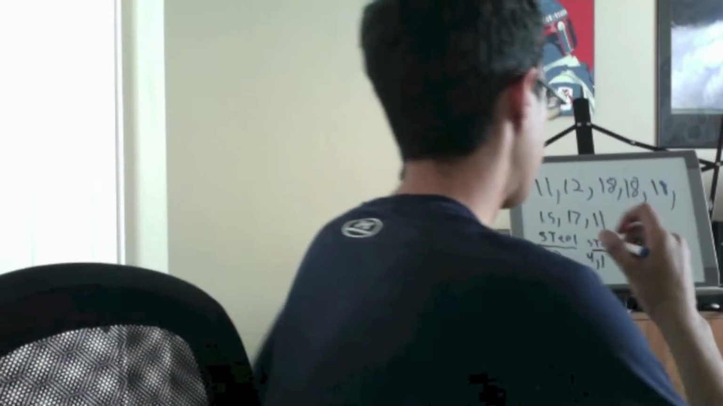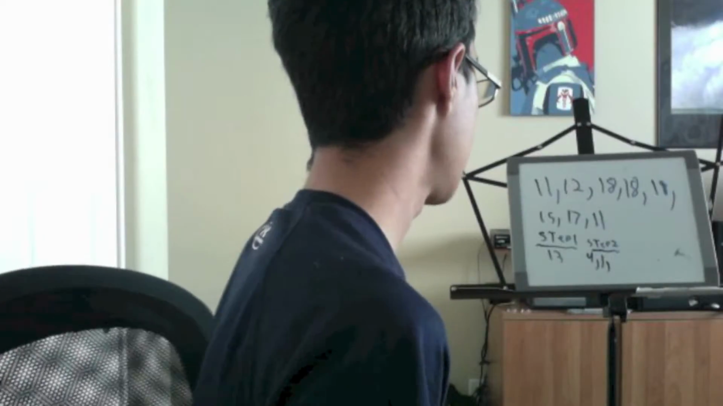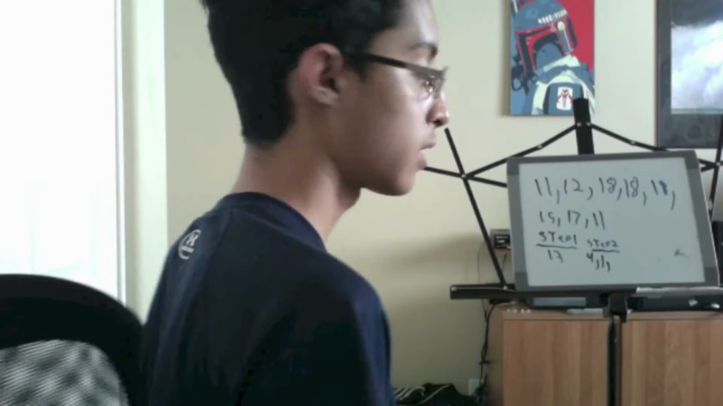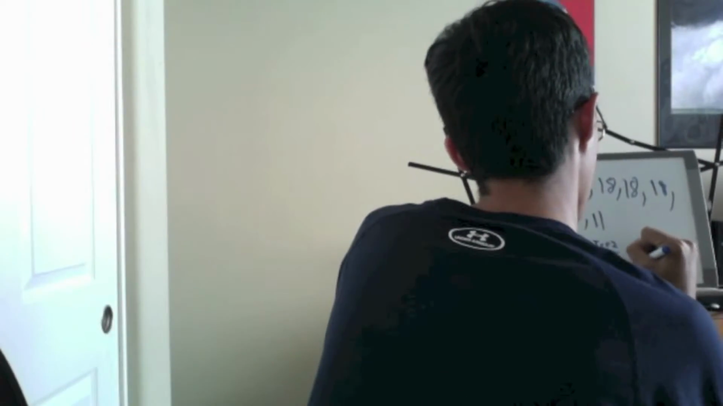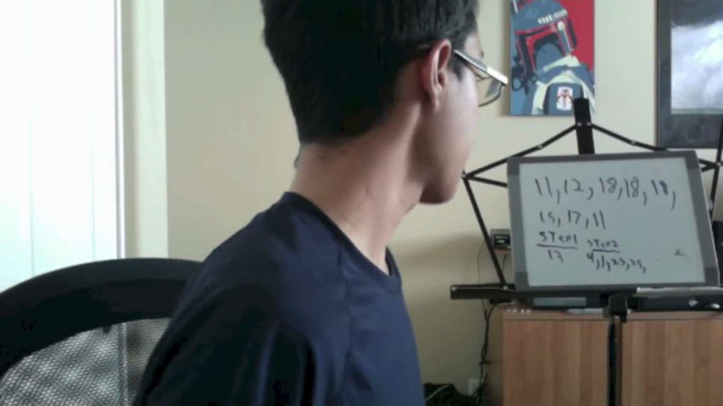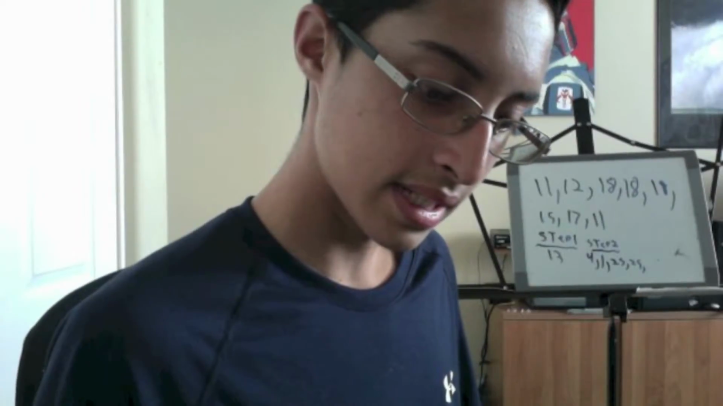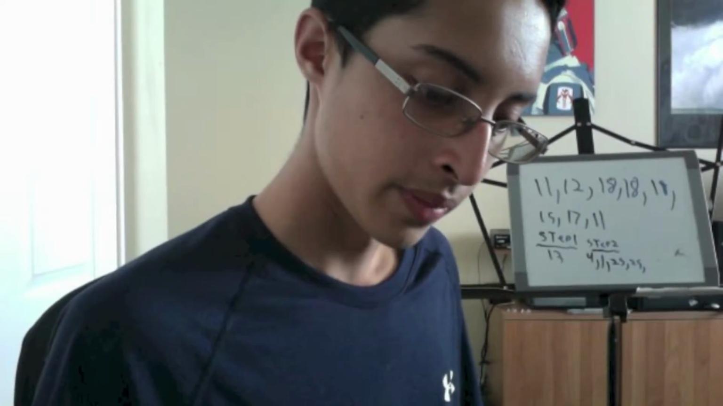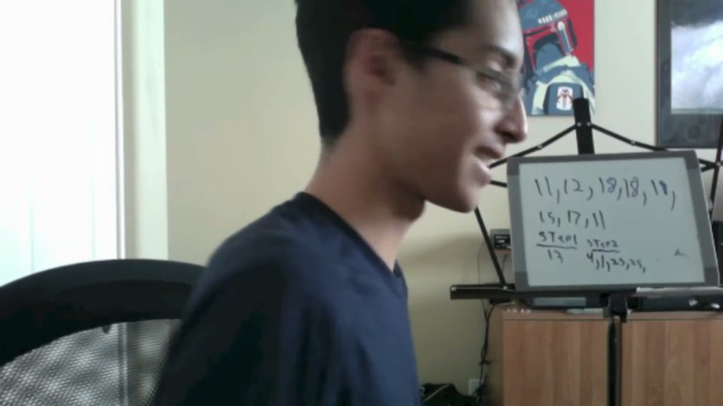18. For 18, what we would have to do is subtract 18 from 13. So 3, 4, 5, 6, 7, 8. 5. 5 times 5, 25. 25 for both 18s. Then we have 19. 19 minus 13 equals 6. 6 times 6 equals 36.